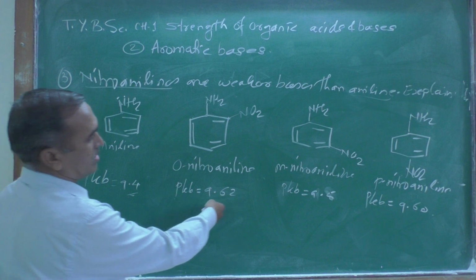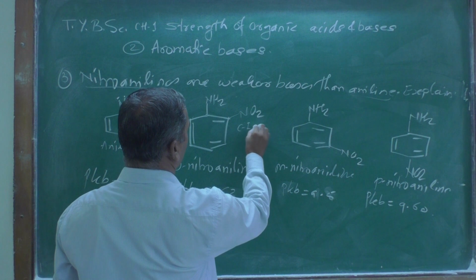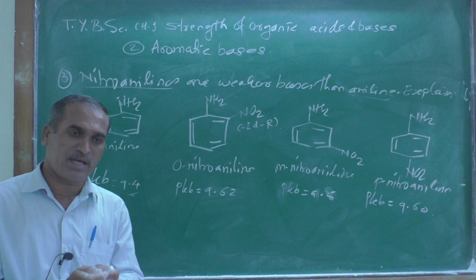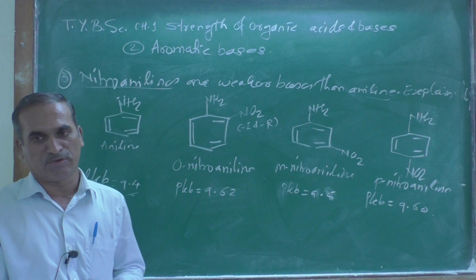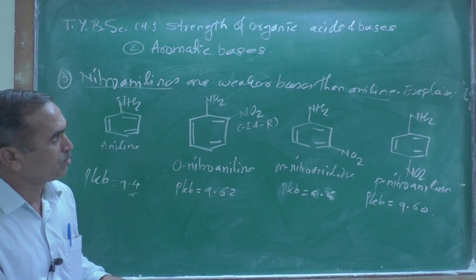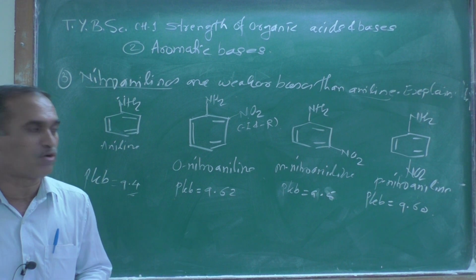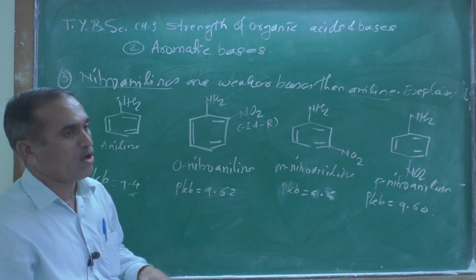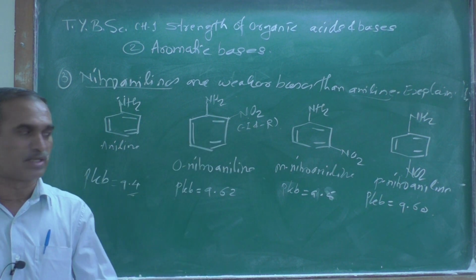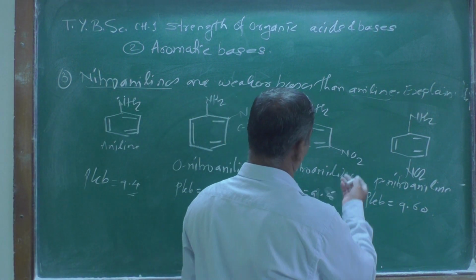Their pKb values increase due to the nitro group at the ortho position, which exerts a -I inductive effect as well as a -R effect. The nitro group is an electron withdrawing group, and therefore it strongly withdraws electron density from the benzene ring, and that's why it exerts both kinds of effect here, -I as well as -R.